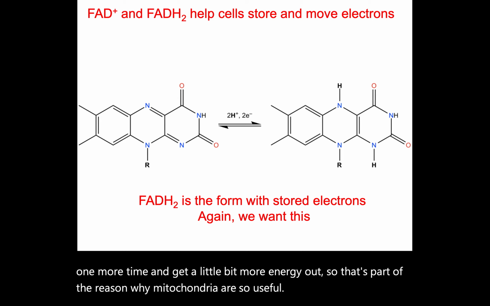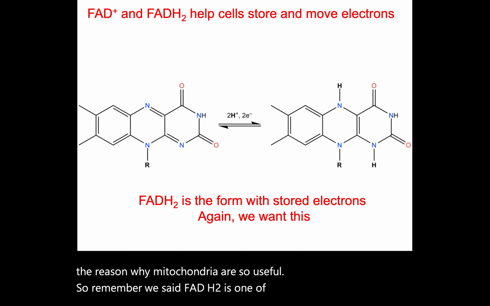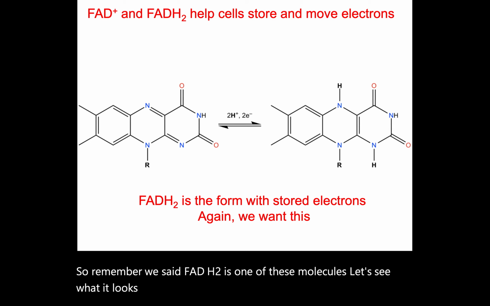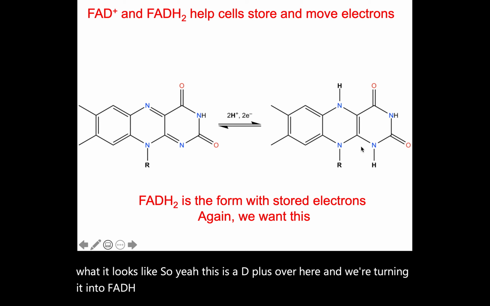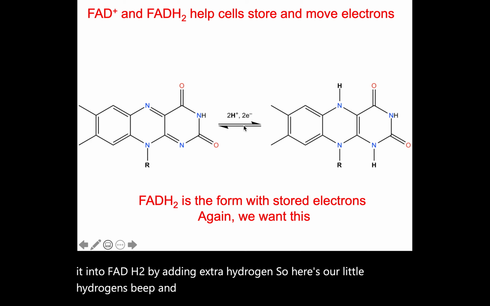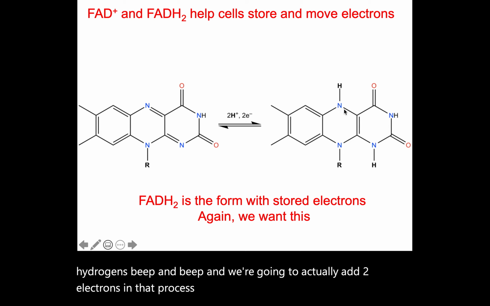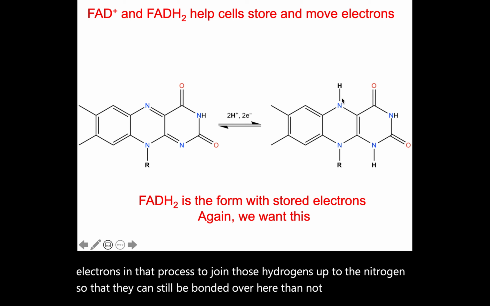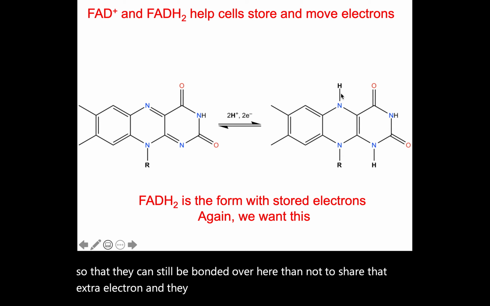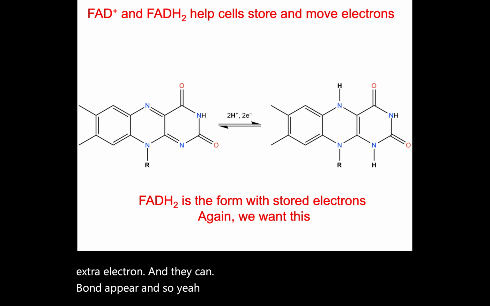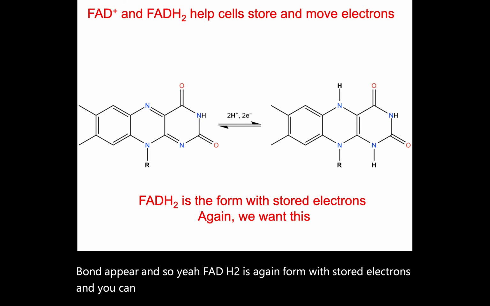So remember we said FADH2 is one of these molecules? Let's see what it looks like. So yeah, this is FAD plus over here. And we're turning it into FADH2 by adding extra hydrogen. So here's our little hydrogens, boop and boop. And we're going to actually add 2 electrons in that process to join those hydrogens up to the nitrogen so that they can still be bonded over here. They don't have to share that extra electron. And they can bond up here. And so, yeah, FADH2 is, again, a form with stored electrons. And you can tell the H at the end means it's helpful.